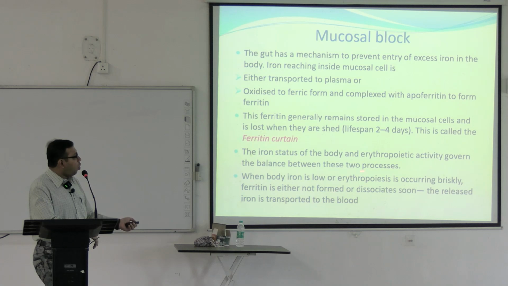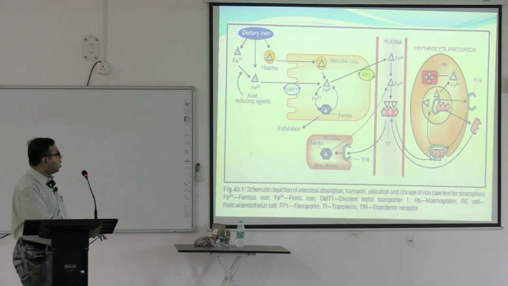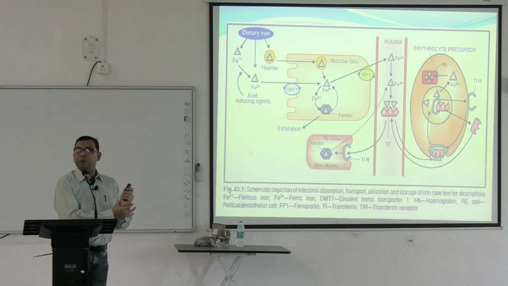When body iron is low or erythropoiesis is occurring briskly, ferritin is either not formed or dissociates soon. The released iron is transported to the blood. So this is known as the ferritin curtain that is present in the intestinal mucosal cells.